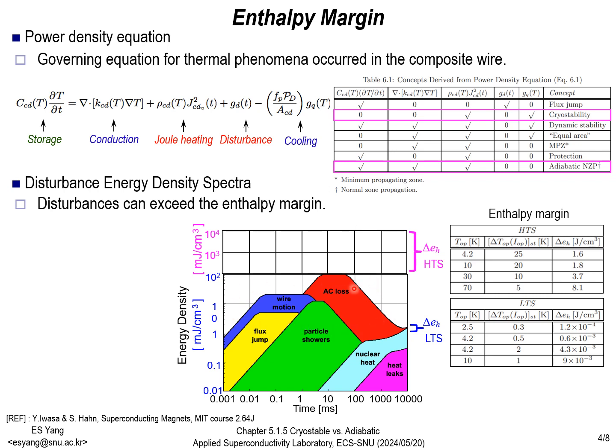This classification of magnets is based on whether disturbances can surpass the enthalpy margin. For more details on the enthalpy margin, refer to Chapter 5.1.3.